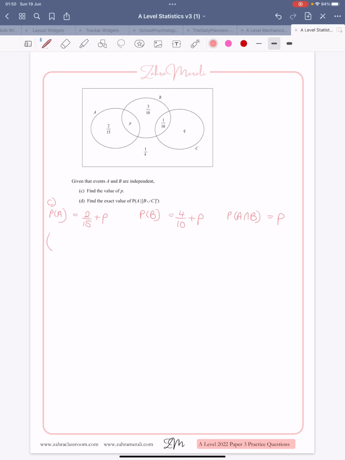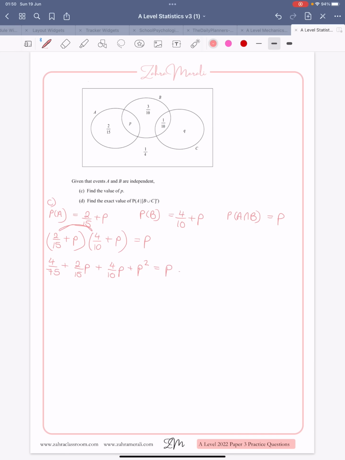So let's do that. So we get 2/15 plus P multiplied by 4/10 plus P equals P. Now you could have multiplied something out, but it's easy just to use our log multiplication. Opening our brackets. So 2/15 times 4 tenths. So we're going to get 4/75 plus 2/15p plus 4/10p plus p squared equals p.